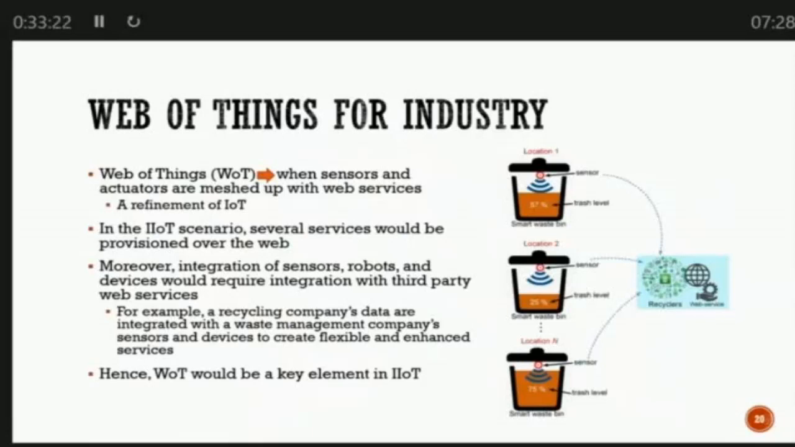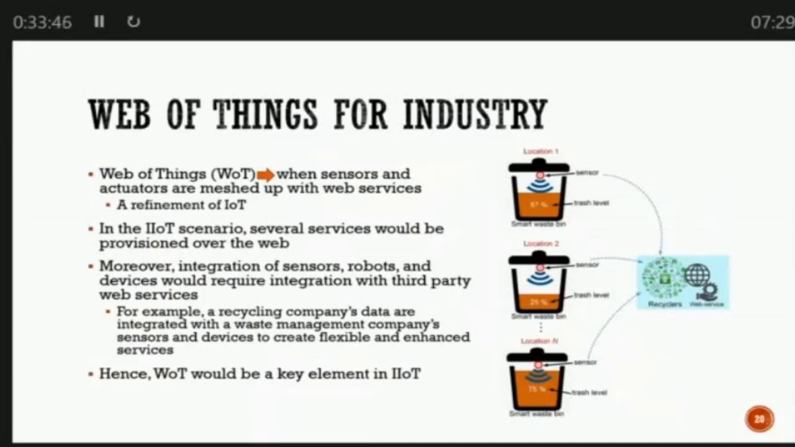Web of Things means when sensors and actuators are becoming part of the web service. So what are the key words here? Sensors and actuators, number one, and number two, web service. So in case of Internet of Things, we are just talking about connecting those things and then receiving the data from those things and then creating services based on that. Okay, this is Internet of Things.